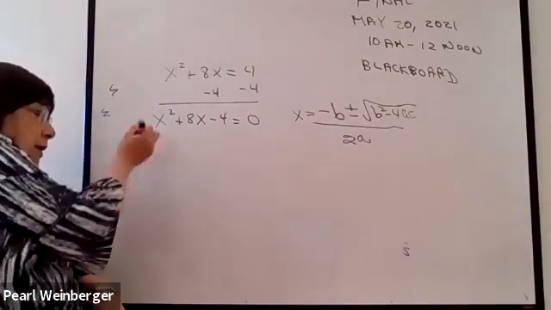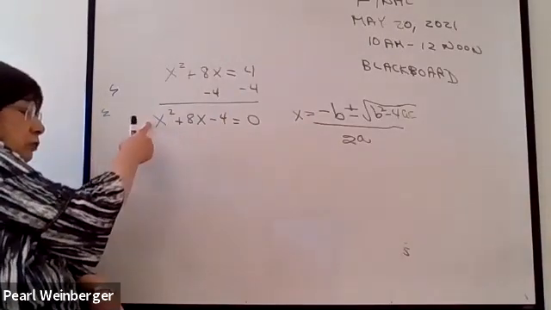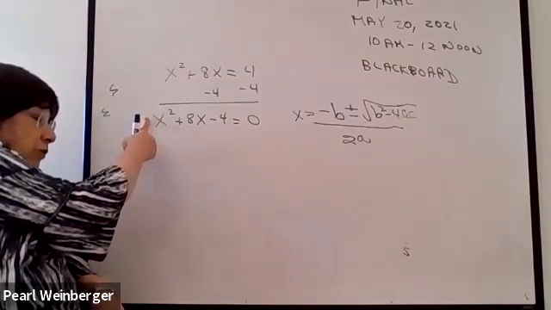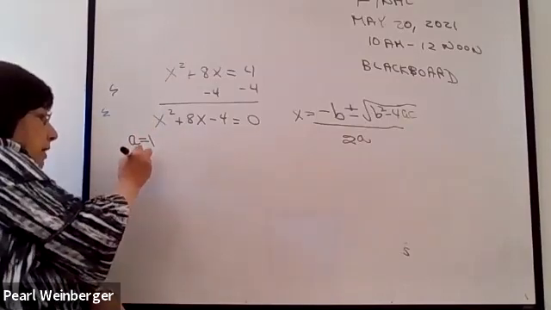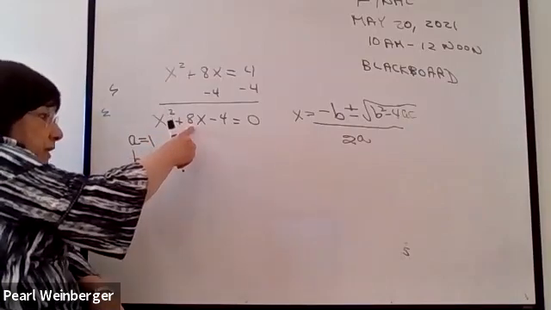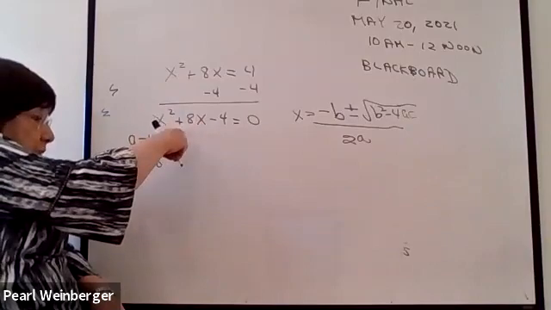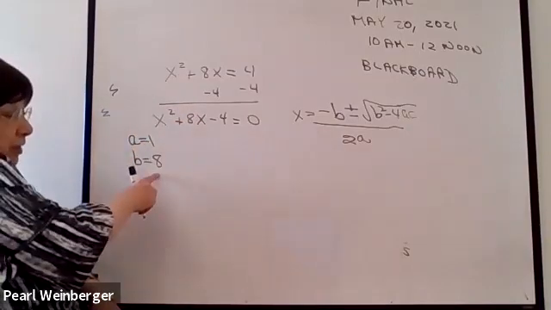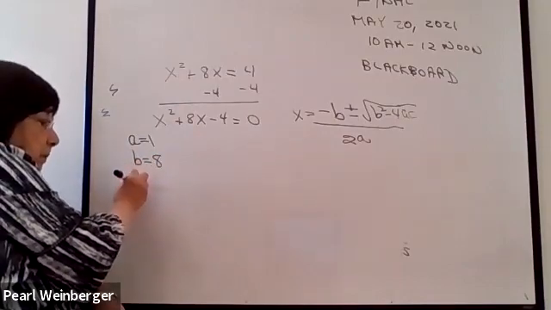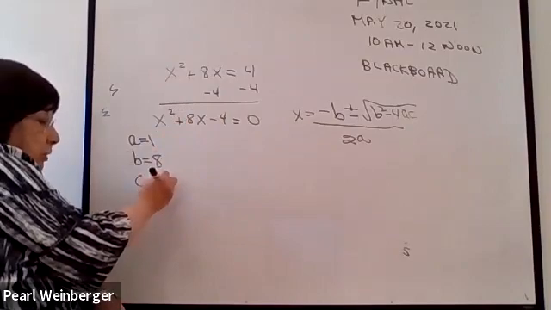So if I look at it, the a is the number in front of the x squared. Since there's no number in front of the x squared, it's understood to be 1. The b is the number that's in front of the x, which is 8. Notice it's really a positive 8. Don't forget that the sign goes with the number, but I don't have to put the plus sign in. And the c is the number that doesn't have any x next to it, which is -4.